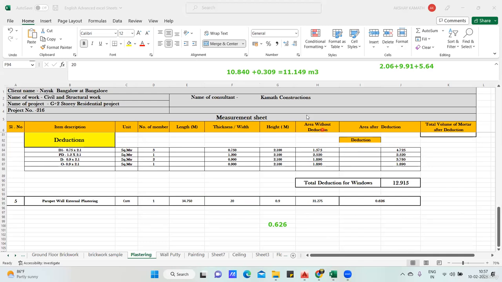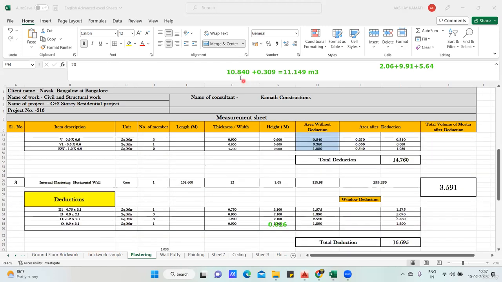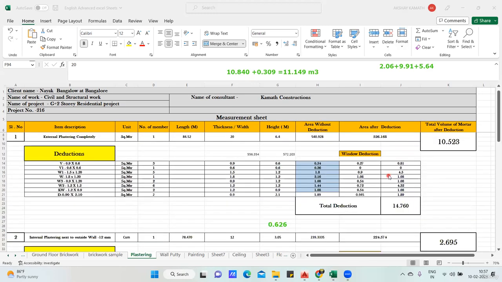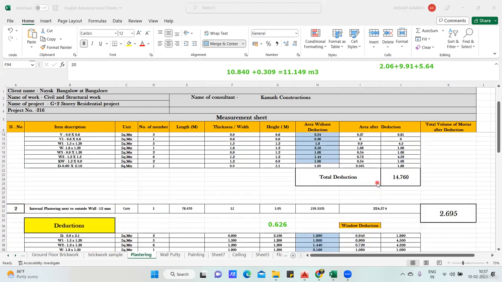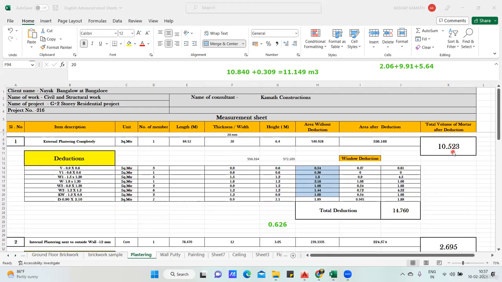So what should I be doing now? This was 10.840. Now this answer I have to match with this. What is the answer I'm getting? 0.626. Now it should also match. So this is 10.523. Now you match the answer. You getting my point? I'm just trying to match the answer. That's it. So 10.523 is now this answer.